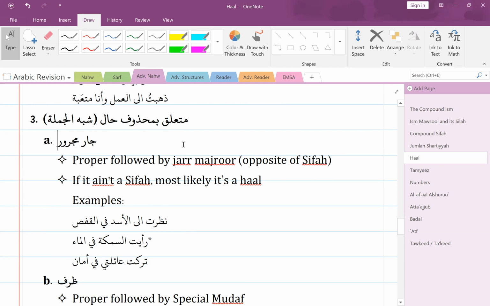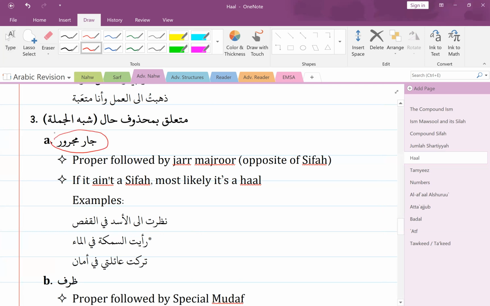We said muta'alliq is made up of two parts. You have a jar majroor, that is a common one. That's the one we know most of the time. But also special mudafs. And special mudafs are what? Special mudafs are dharfs. Like when I say tahta, under, fawqa, on top of, wara'a, behind, khalfa is also behind, whatever. All these dharfs, special mudafs of places, or of places and time, these are called dharfs.